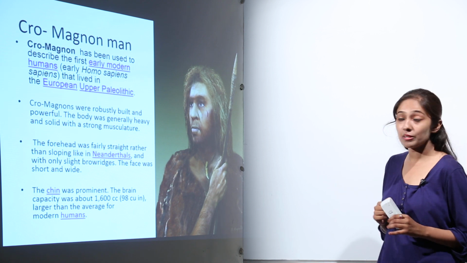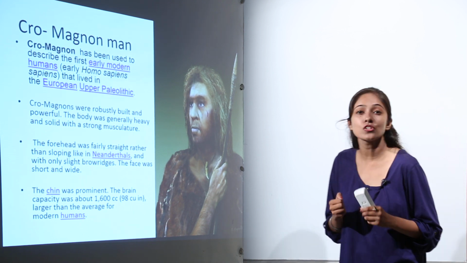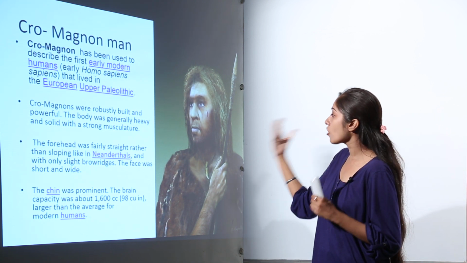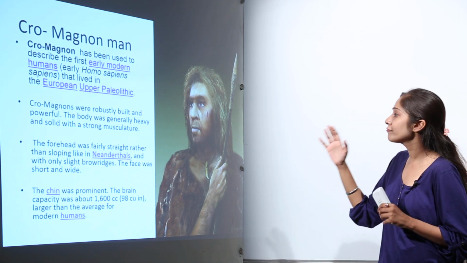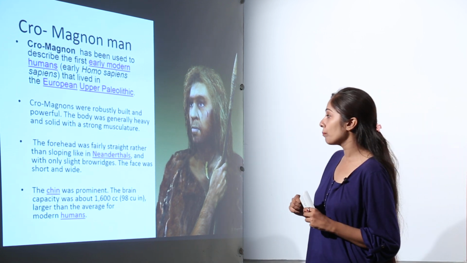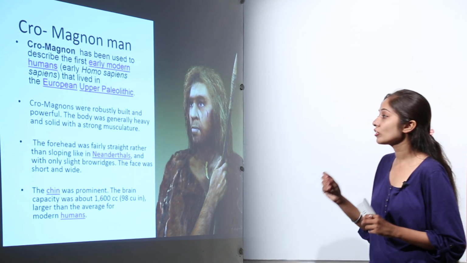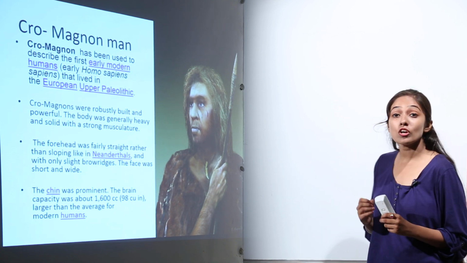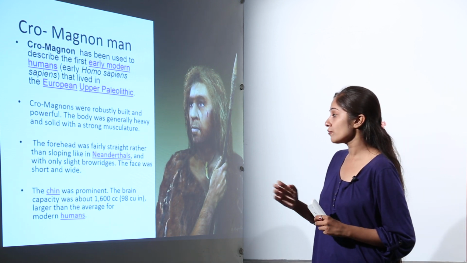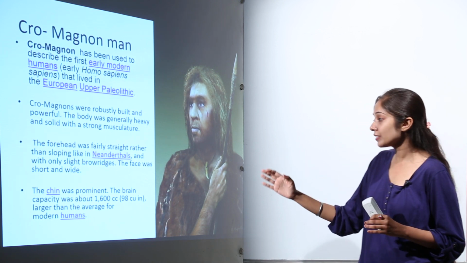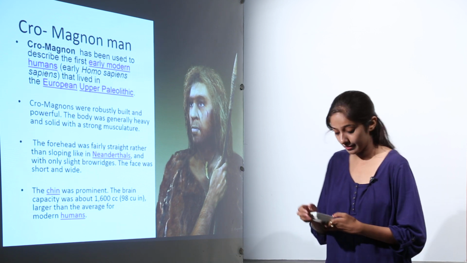As you can see in the image, the body was generally heavy and strong, with strong musculature. The forehead was fairly straight rather than sloping like in Neanderthals, and with only slight brow ridges. The face was short and wide. The chin was prominent. The brain capacity was about 1600 cc, larger than the average for modern humans, right.